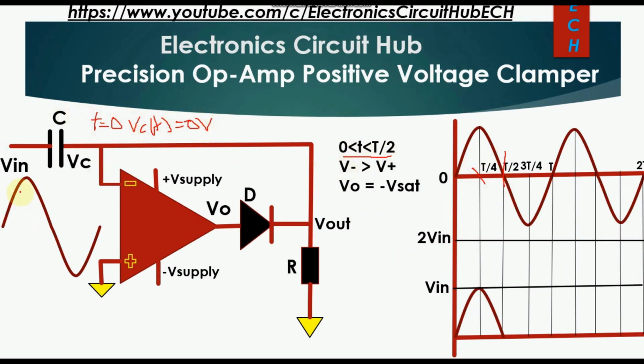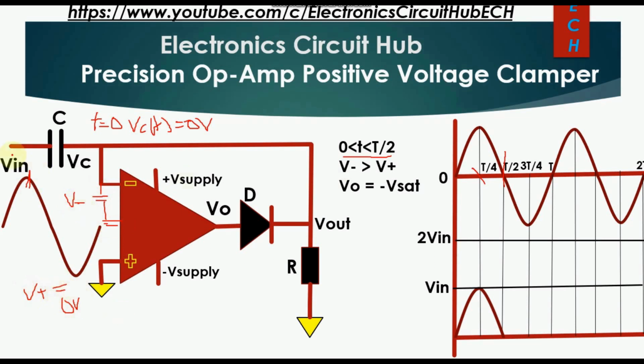Now when you apply your input signal till T by 4, what will happen? Let us see the behavior of the circuit. Your non-inverting terminal is at 0 volt, and this is, let us say, a voltage source Vin. This is V minus, the inverting terminal, and this is V plus. So your V plus is equal to 0 volt and V minus we have to find.